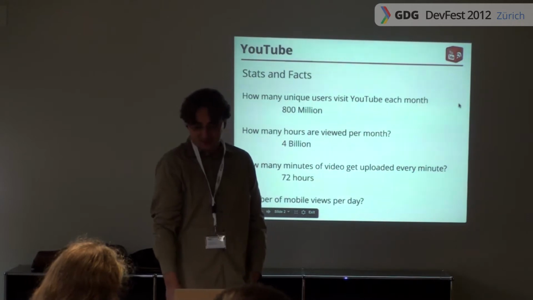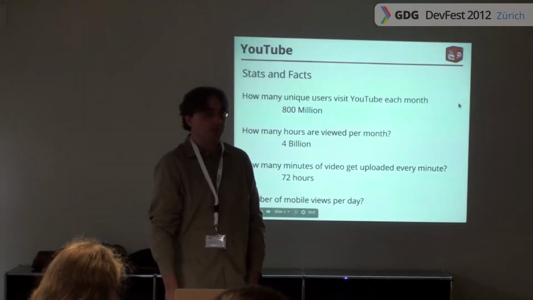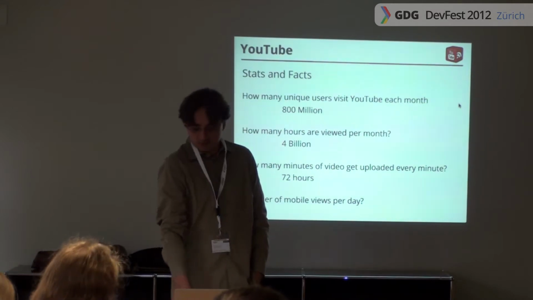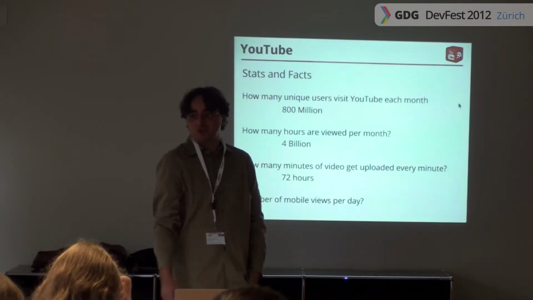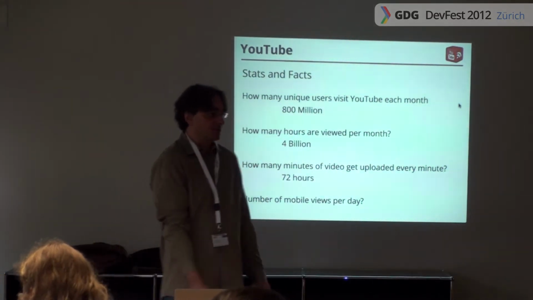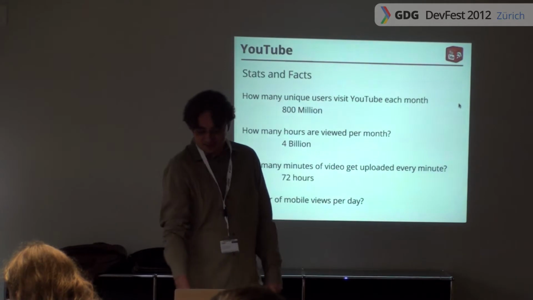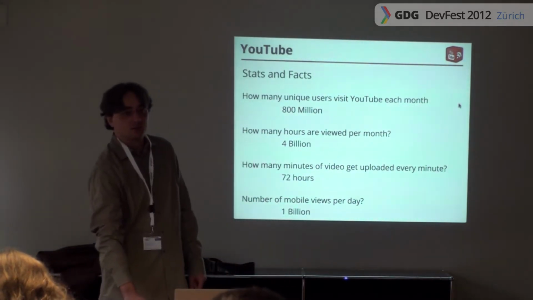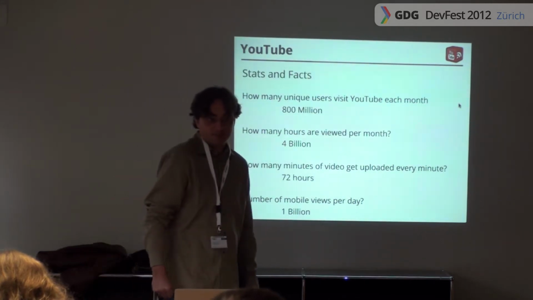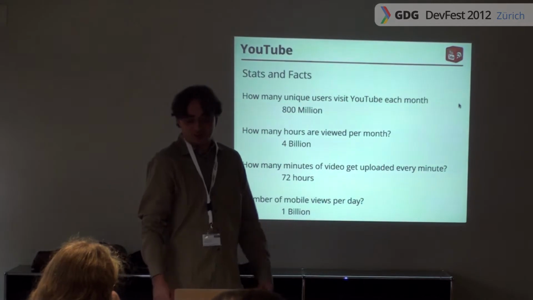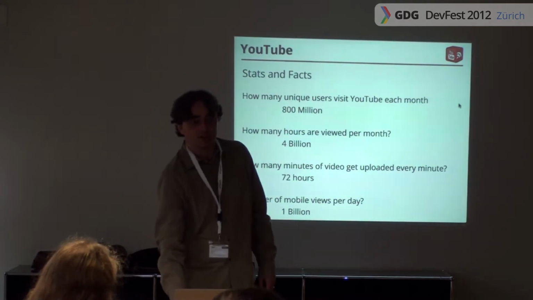And the number of mobile views per day is interesting for the API community. In the beginning YouTube was big on the website and on other websites, but mobile was relatively small. Now mobile is growing like crazy, and the current number is 1 billion videos viewed on mobile every day. And actually it's tripled year over year. It's an explosion of mobile consumption of YouTube.